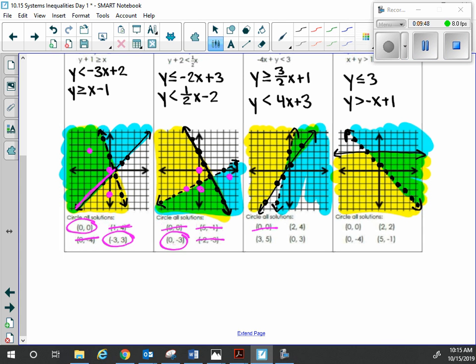No. 3, 5? Yes. 1, 2, 3, 4, 5. It was on the line, wasn't it? 2, 4? Yeah. On the one. We need to check 3, 5 just to make sure. 0, 3? No. Let's check 3, 5.